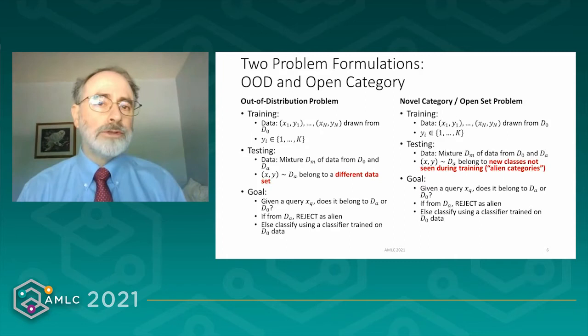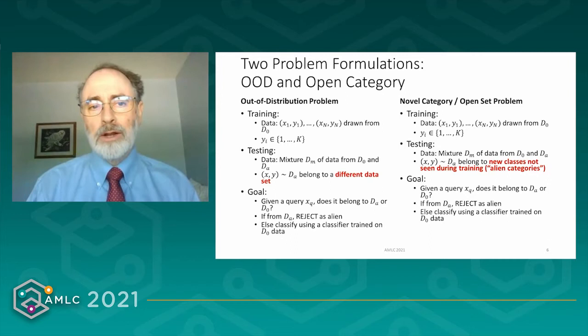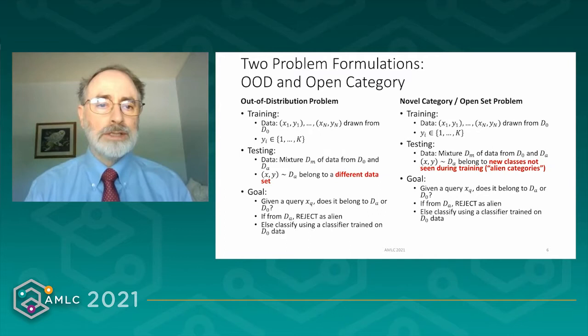Okay, so in the literature there are two problem formulations. One is known as the OOD problem and the other the open category problem. And the main difference is in the evaluation methodology, because the setup is basically the same. We assume that we're given N training examples from D0. They belong to one of K classes. And the testing data is a mixture, DM, of the D0 and the DA, so the nominals and the anomalies. But in the OOD setup, the anomalous points are coming from a different data set.